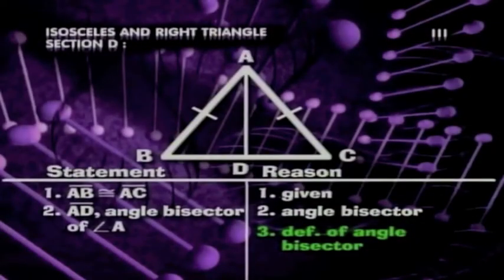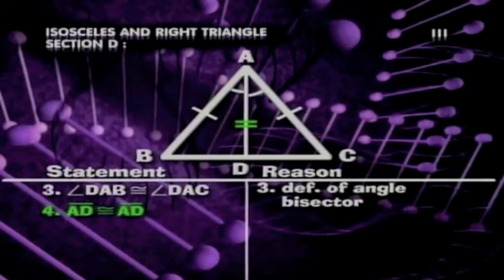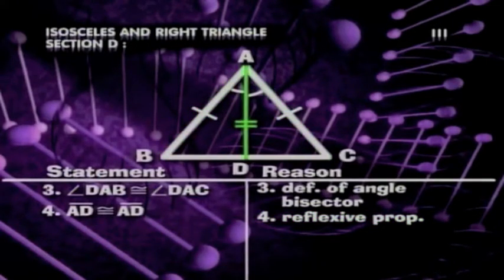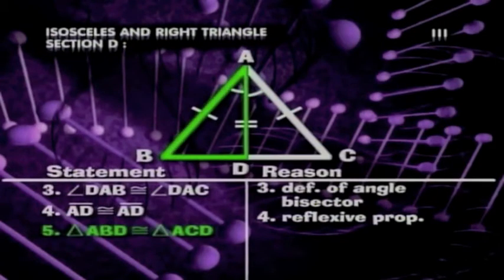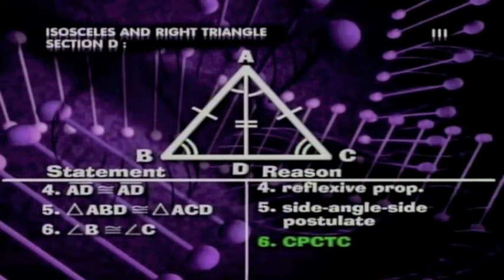The definition of an angle bisector allows us to state that angle DAB is congruent to angle DAC. We can prove that side AD is congruent to side AD because of the reflexive property. Boy, that reflexive property sure is great. We have 2 pairs of sides and the pair of included angles. So triangle ABD is congruent to ACD because of the side-angle-side postulate. Now we can state our goal. Angle B is congruent to angle C because corresponding parts of congruent triangles are congruent, or CPCTC. Done. So we've proven that the base angles of an isosceles triangle are congruent.